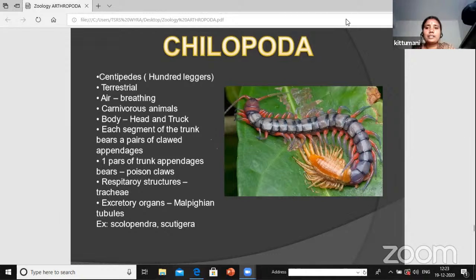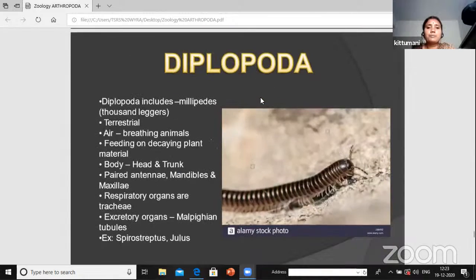Then next we will enter into another class, Diplopoda. Classes Chilopoda and Diplopoda have major similarities, but one or two differences, so we divide them into different classes. Here Diplopoda includes millipedes. Millipedes means 1,000-leggers. Each and every segment has two pairs of legs on each side, so it looks like a million legs, and so they are called 1,000-leggers.